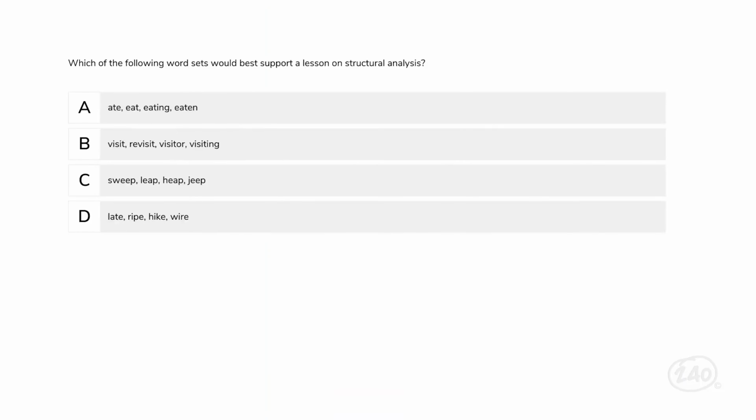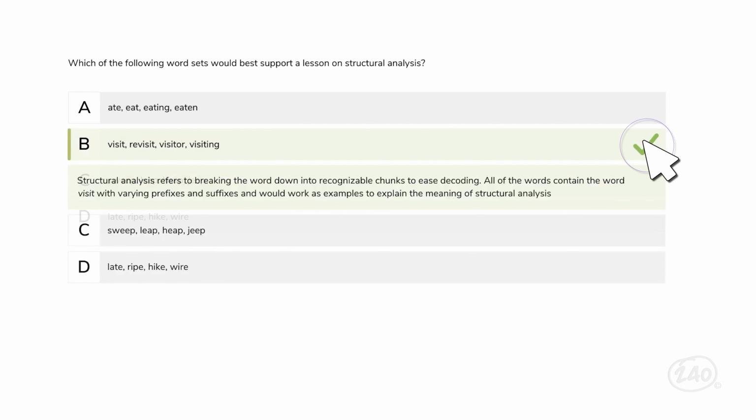Here's one of those tricky structural analysis questions. Which of the following word sets would best support a lesson on structural analysis? Ate, eat, eating, eaten, visit, revisit, visitor, visiting, sweep, leap, heap, jeep, late, ripe, hike, wire. This is the right choice. Like I said earlier in the video, structural analysis refers to breaking the word down into recognizable chunks to ease decoding. All of these words contain the word visit, with varying prefixes and suffixes, so they would work as examples to explain the meaning of structural analysis.